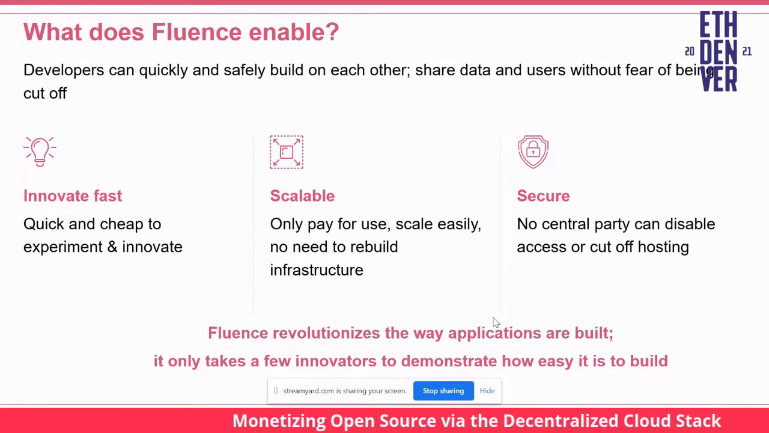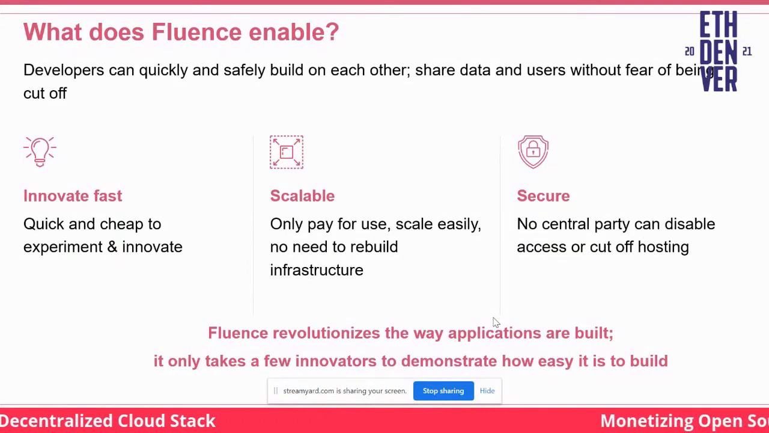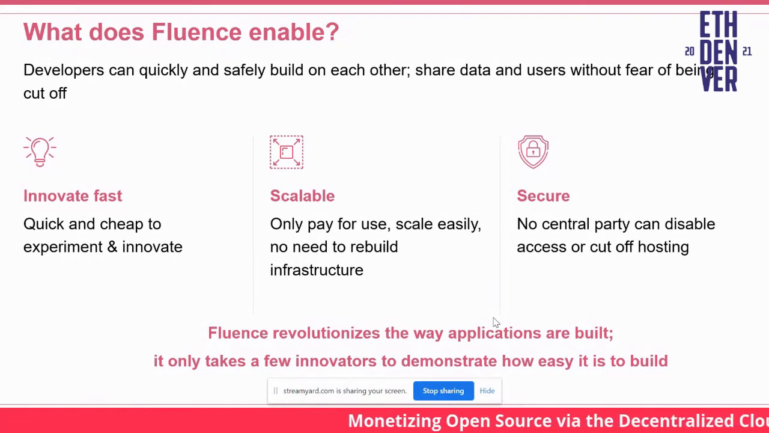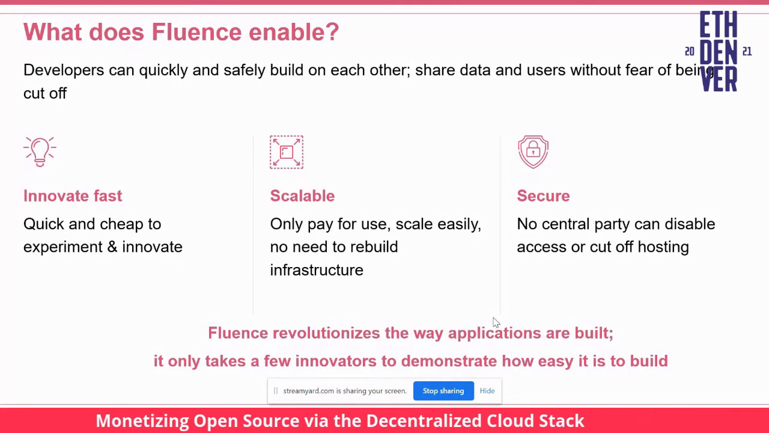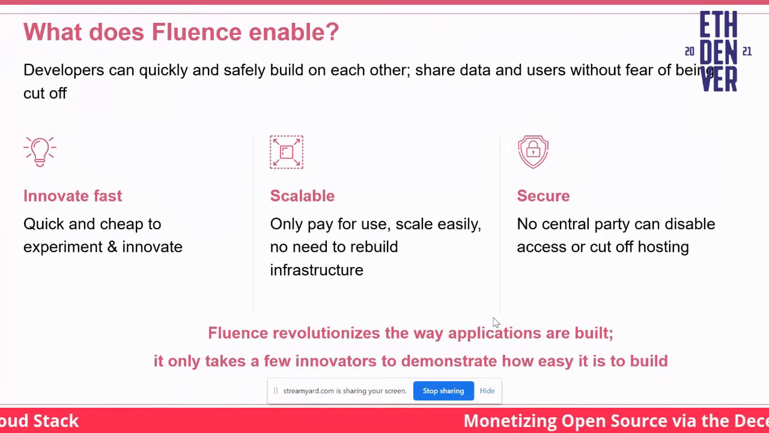And it's also secure. Given it's a distributed peer-to-peer network, if one host wants to cut you off, well, guess what? You can easily switch to another host. And that is a very important point, especially given this era of deplatforming and even shadow banning, which I think is something that's not talked about nearly enough. And so, Fluence really revolutionizes the way applications are built.